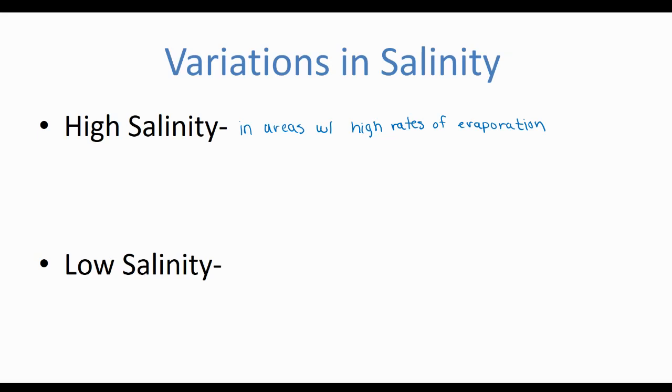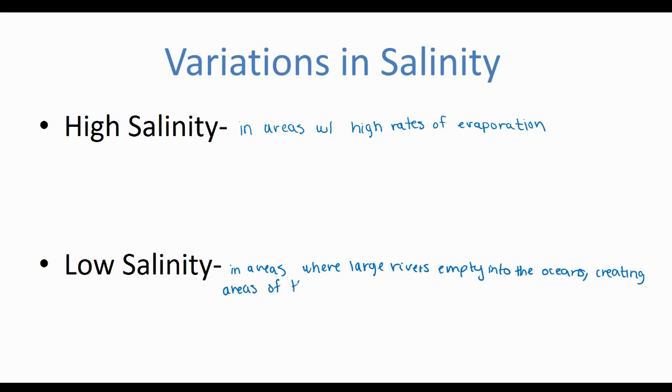And you see low salinity in areas where large rivers empty into the oceans, creating areas of water called estuaries. An estuary is a place where sea and fresh water mix.